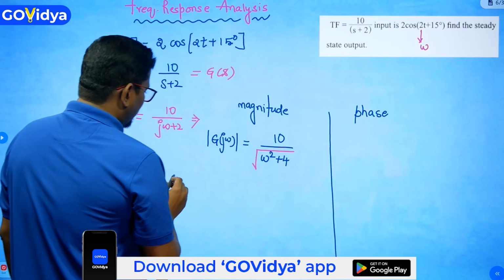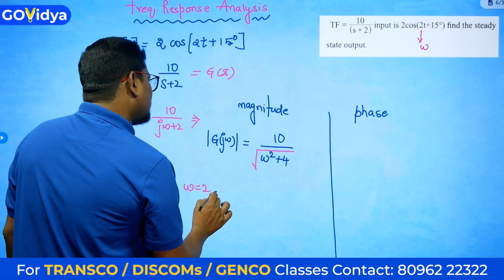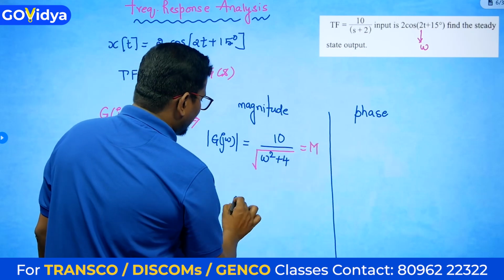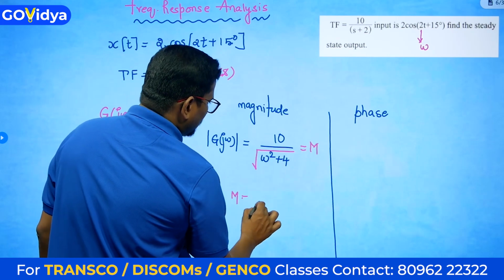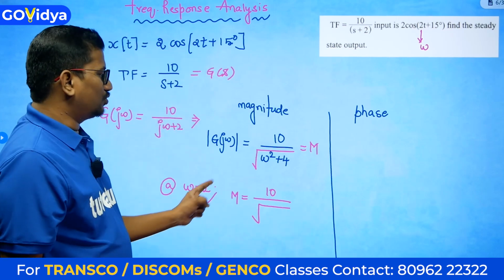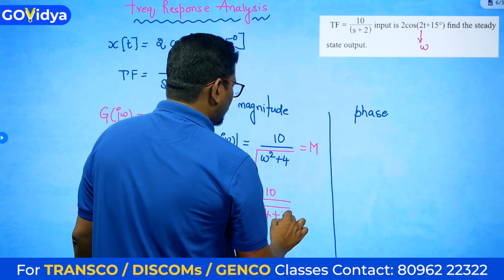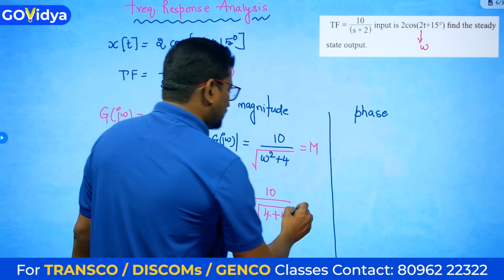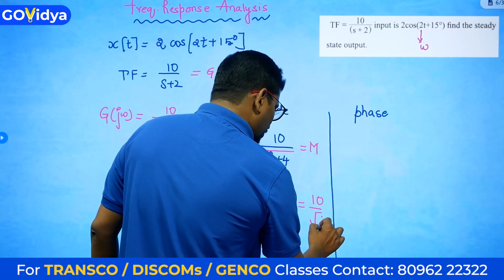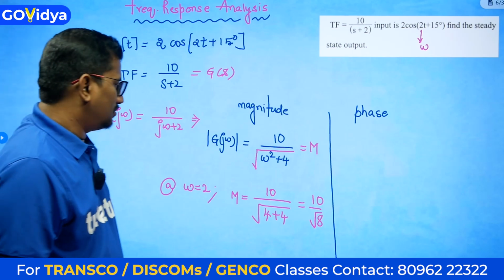So therefore, at omega equals 2, what is the magnitude, sir? Let me call this magnitude m. So what is the m value here? 10 by root of 2 square plus 4, which is nothing but 4 plus 4. Put omega in here. How much is this value? 10 upon root 8.